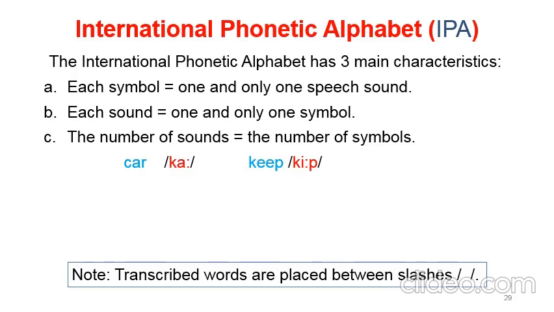The number of sounds is the same number as the symbols when we transcribe words. Car has k, r, two sounds, and it has two symbols, the k and r. Key has k, e, p, three sounds, so you write the symbol k. Symbol 2 is E, and the third symbol is P. Shirt has sh, t, three sounds, so we write three symbols, sh, t. Knee has n, e, two sounds, so we write two symbols, the n and e.